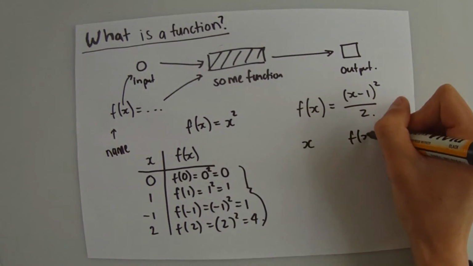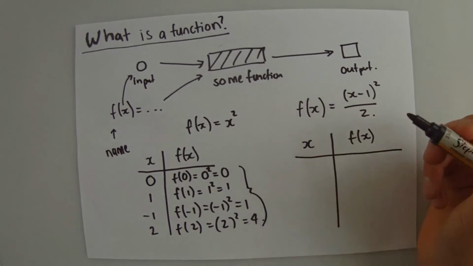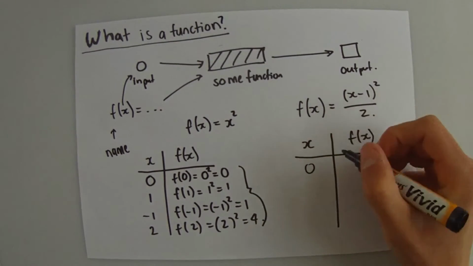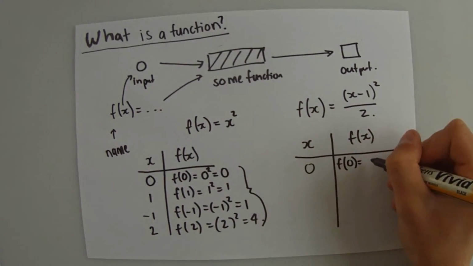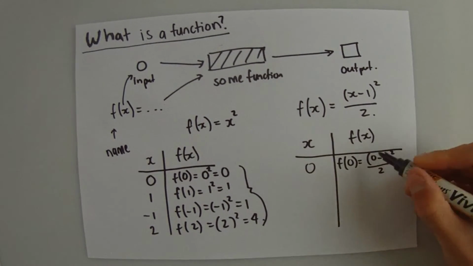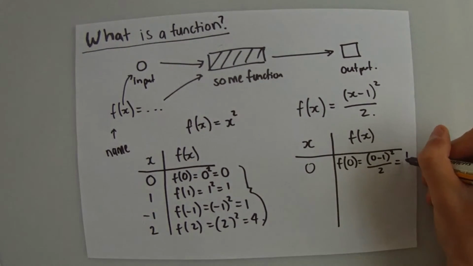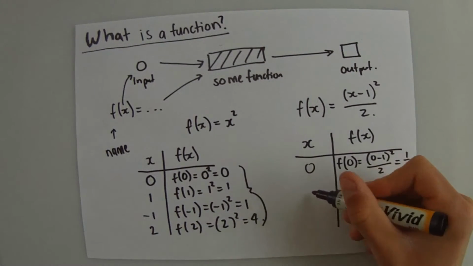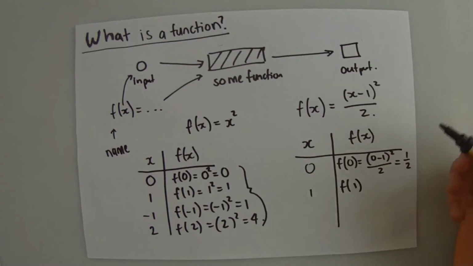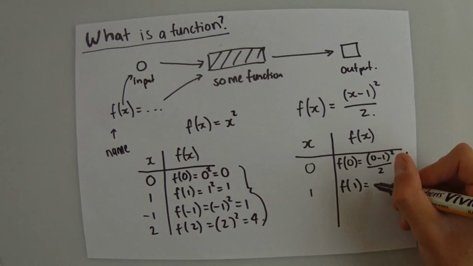You put your x, your f of x, just draw a little table, and then we try different x and f of x values. If we try x is 0, f of 0 is equal to (0 minus 1) squared divided by 2. So 0 minus 1 is negative 1, square that is 1, divided by 2, so that's equal to 1/2. If we take 1, this one's a bit easier. 1 minus 1 is 0, 0 squared is just 0, 0 divided by 2 is also just 0.